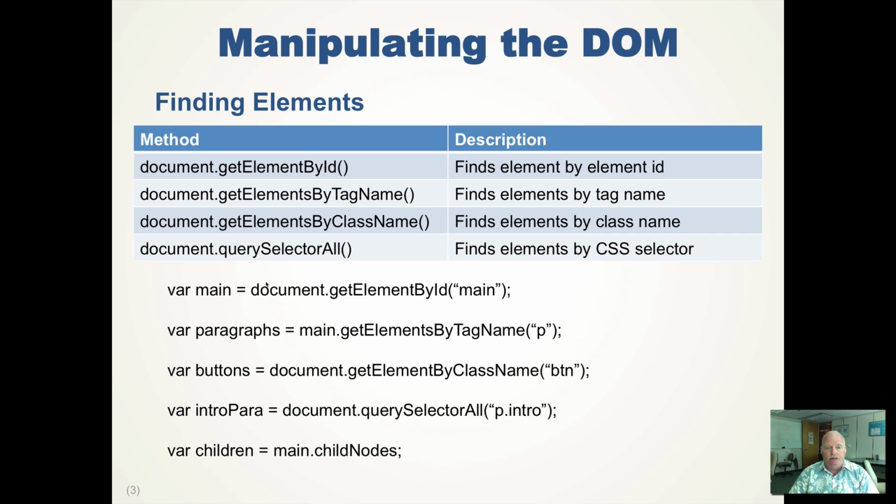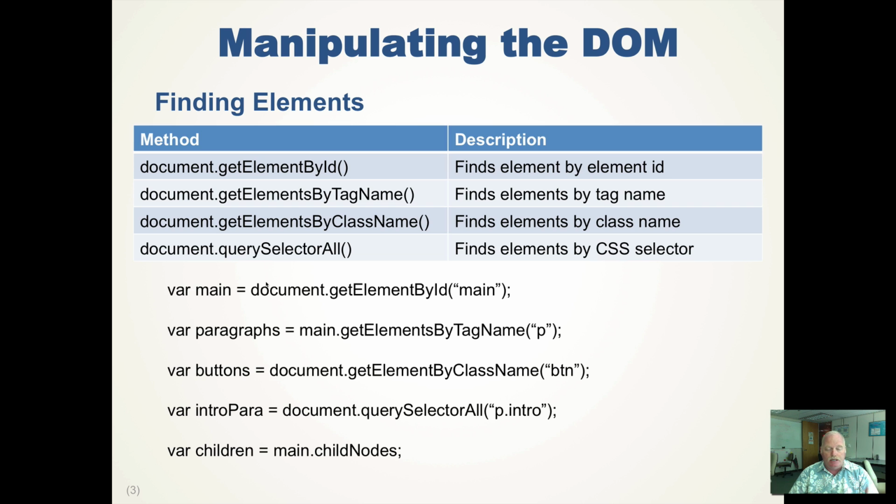So how do we manipulate the DOM? First we need to find the elements in the DOM. Starting at the document, we can get an element by its ID. So we find the unique ID, we get that element, so it returns a single element, or undefined if that ID is not defined, or there is no element with that ID. We can get elements by tag name, so we can say I want all the P's, the paragraphs, I want all the divs, and that returns an array of the items that match that tag.